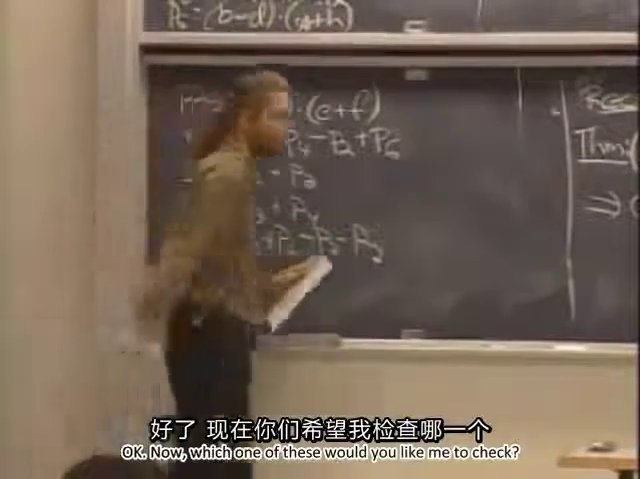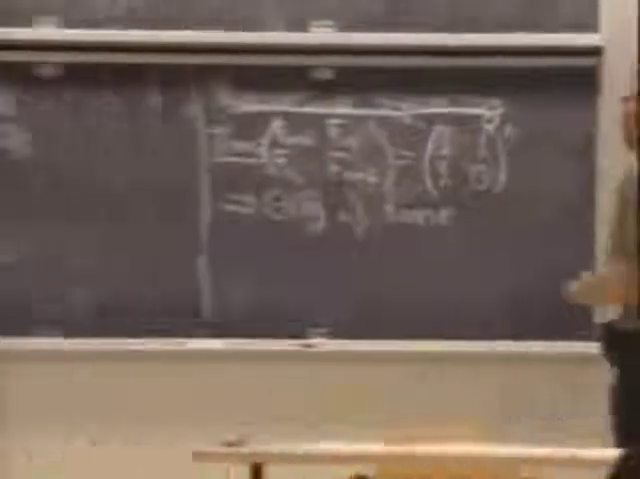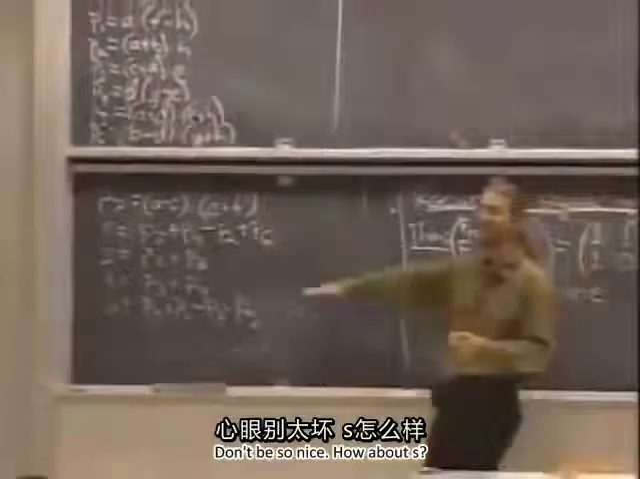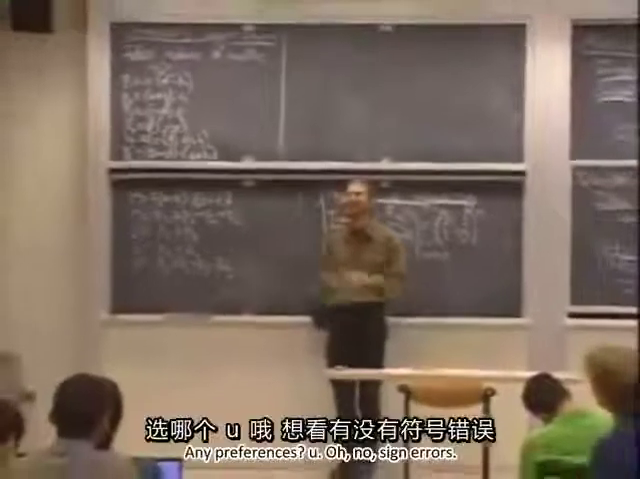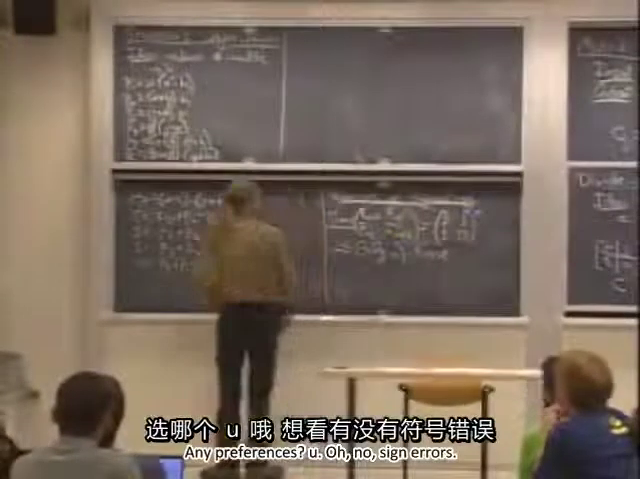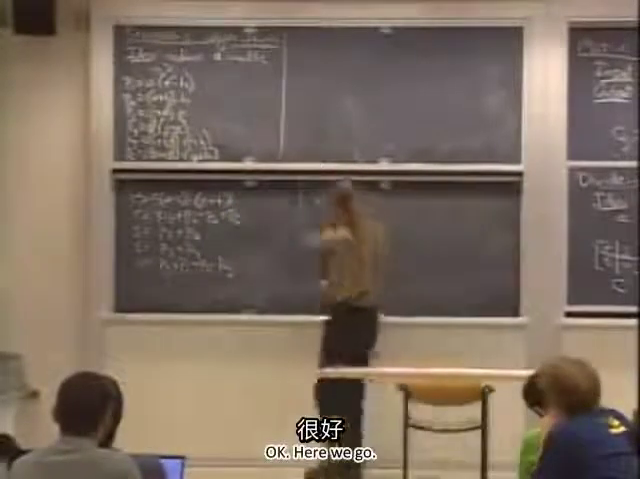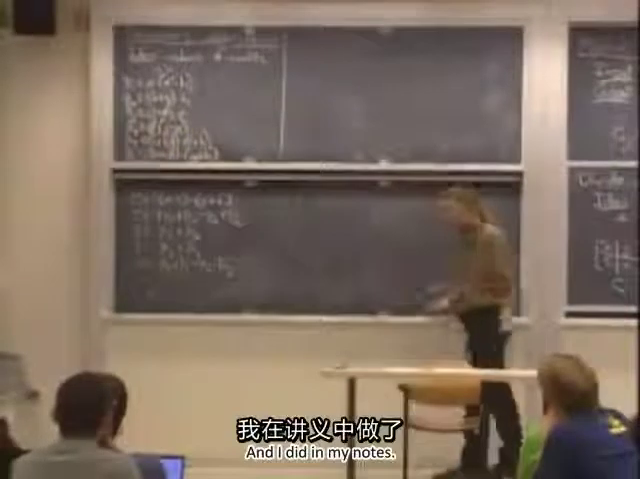Okay, now, which one of these would you like me to check? Don't be so nice. How about S? I could show you S is right. Any preferences? Oh, U. Oh no, sign errors. Okay, here we go. So the claim is this really works. You have to check all 4 of them. And I did in my notes.